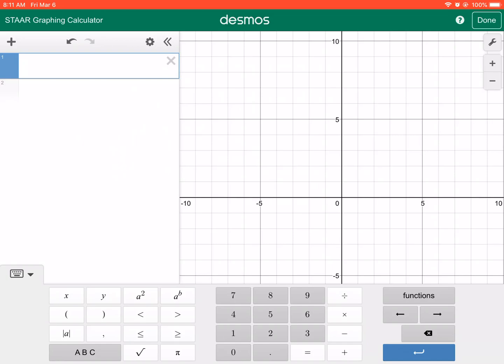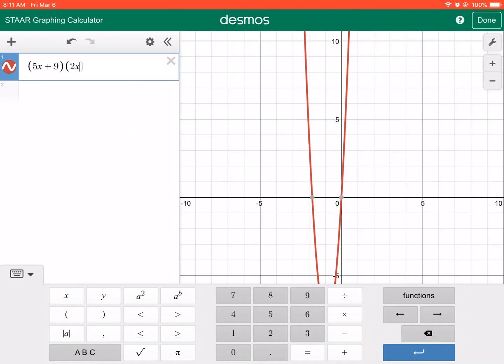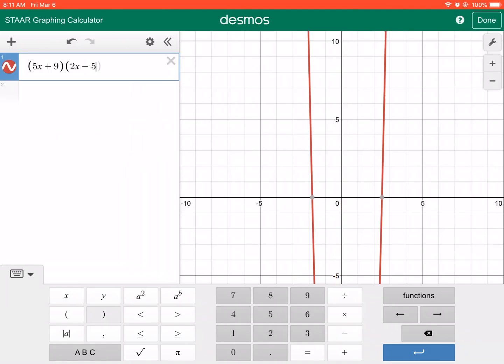All right, so for number 1, the question was 5x plus 9, and then we were going to multiply that by 2x minus 5. You have to know, if you're going to type that in, that area equals length times width, so you type them in side by side.